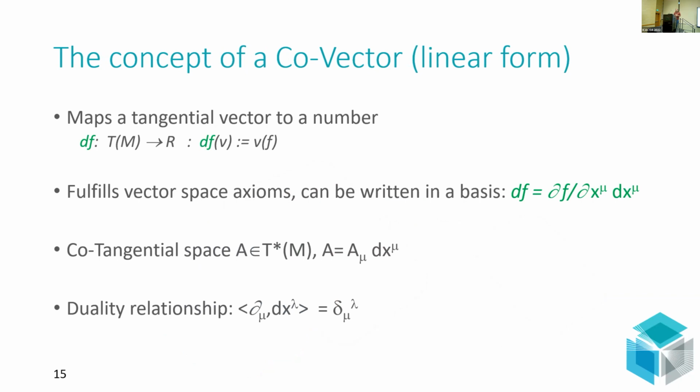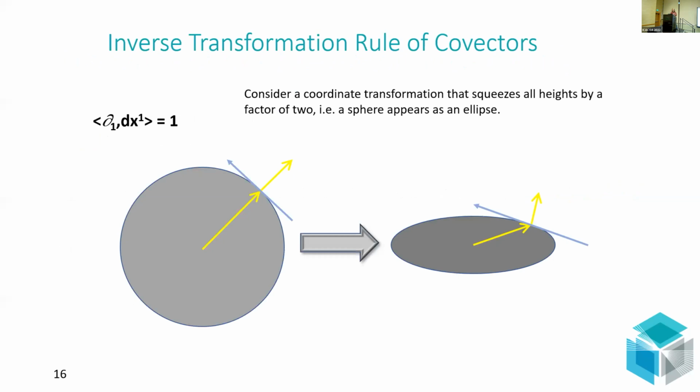We can also write it as a linear combination of a basis, which is then known as a total differential. And the set of these covectors defines the so-called cotangent space, also on each point in the manifold. And this is a natural duality relationship to the tangent vectors, having the covectors, which are dual to each other. And they have different properties.